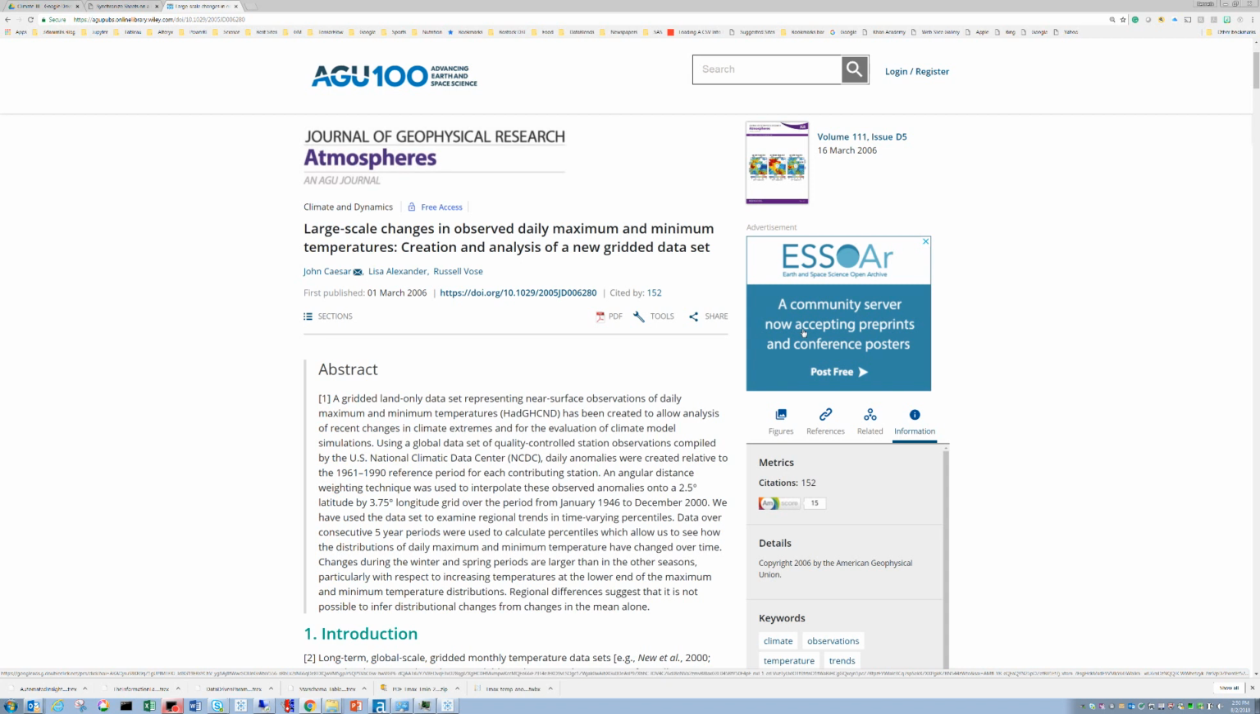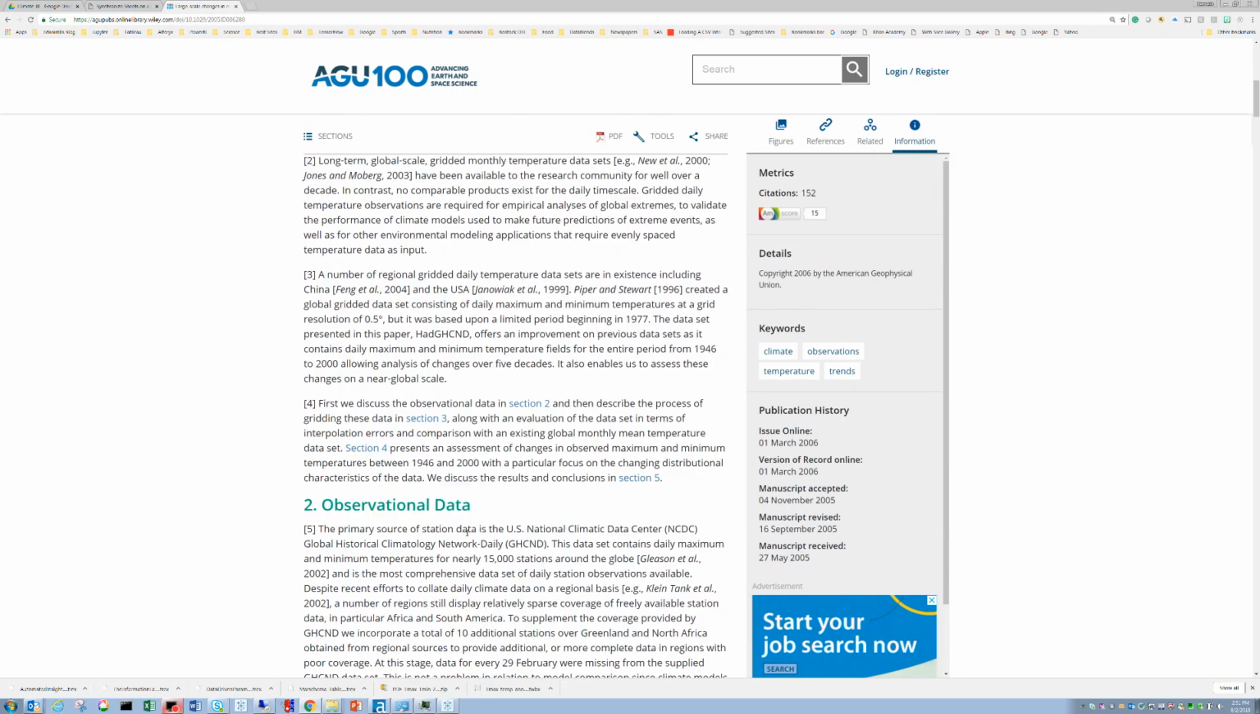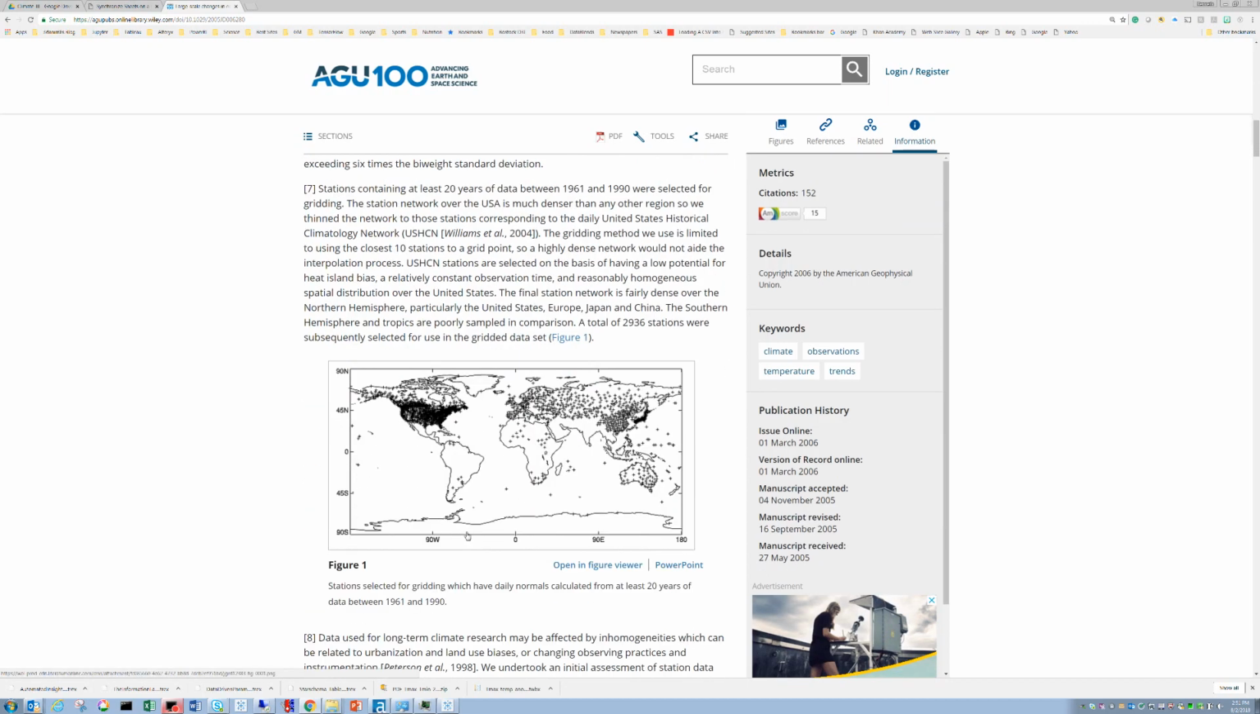About 12 years ago, in March of 2006, John Caesar, Lisa Alexander, and Russell Vose wrote a paper called "Large-Scale Changes in Observed Daily Maximum and Minimum Temperatures: Creation and Analysis of a New Gridded Data Set." They used a technique to calculate daily temperature anomalies, based on either maximum or minimum daily temperature, relative to the baseline period of 1961 to 1990, which they call the reference period. In this paper, they go through all the details of how they do the calculations.